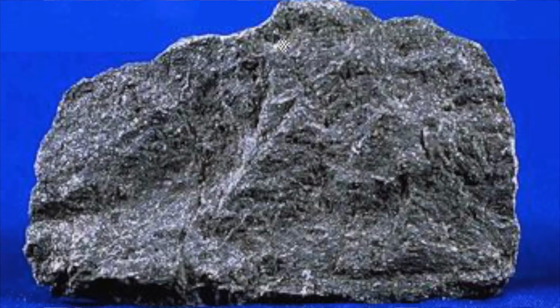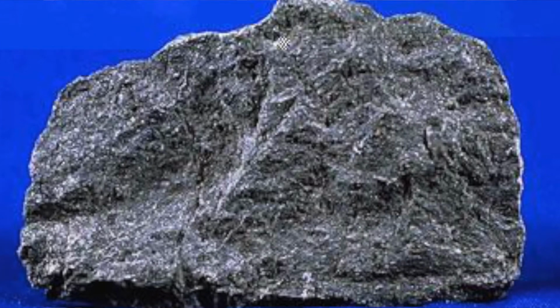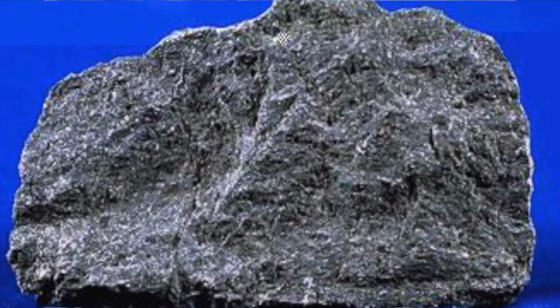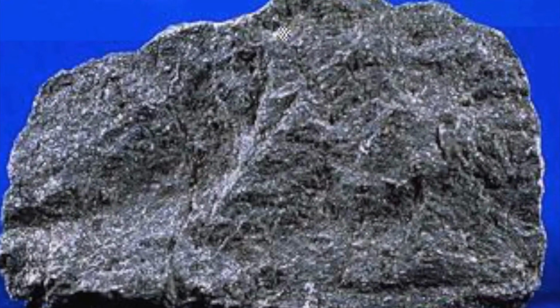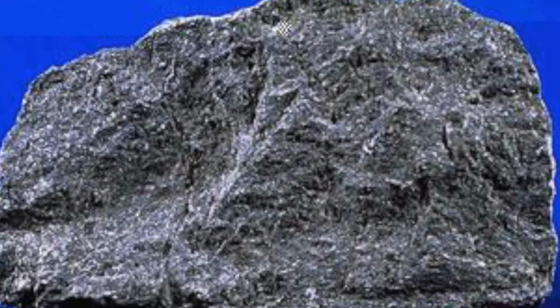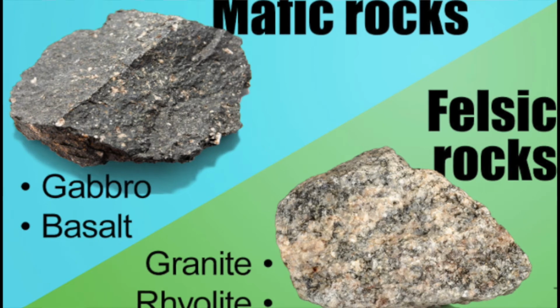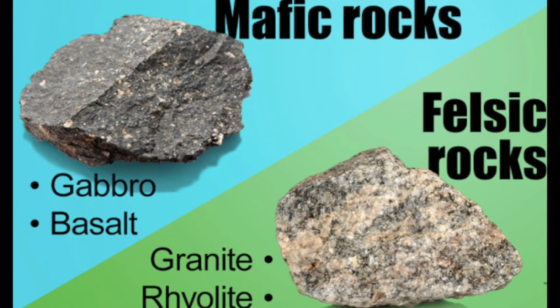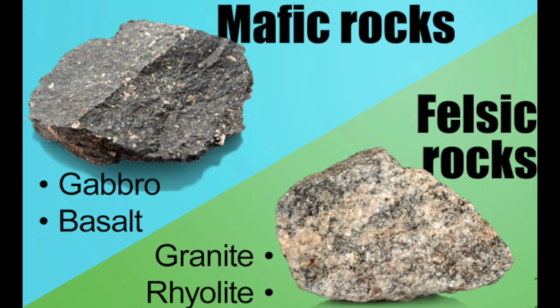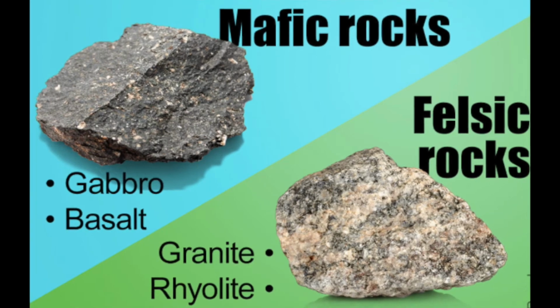Next word is basaltic rocks, also known as mafic rocks. They're igneous rocks that are classified according to their mineral composition. Basaltic rocks, which are known as mafic rocks, are dark colored. They have low silica content, and they contain mostly plagioclase and pyroxene. Next word, granitic rocks or felsic rocks, are light colored and have high silica content and contain mostly quartz and feldspar.